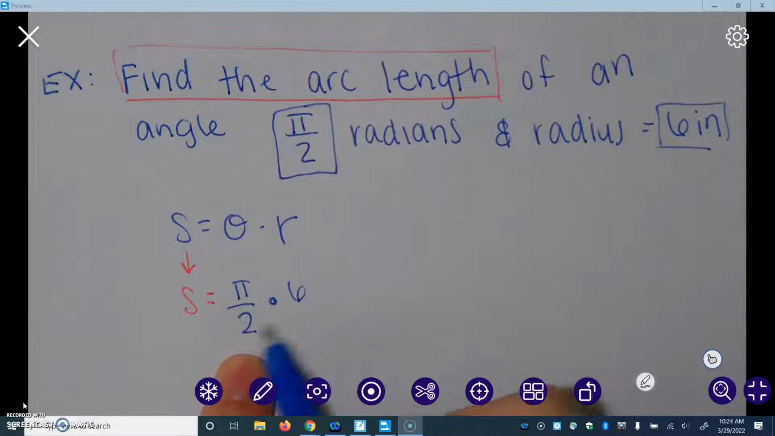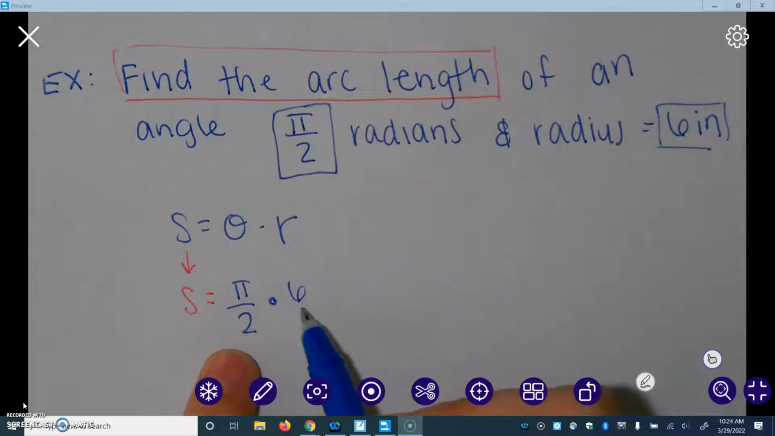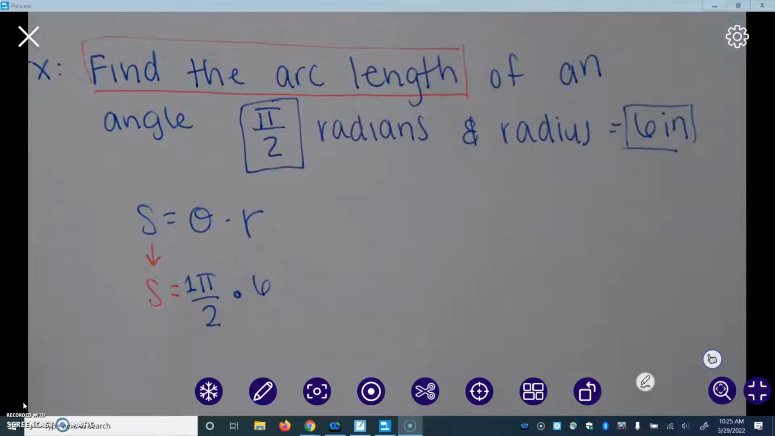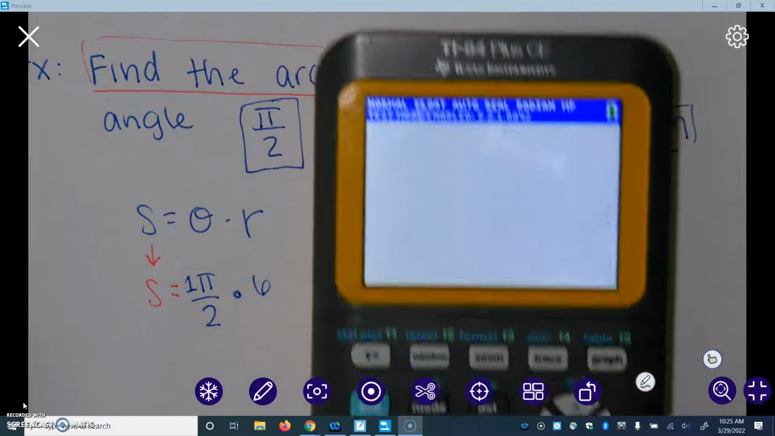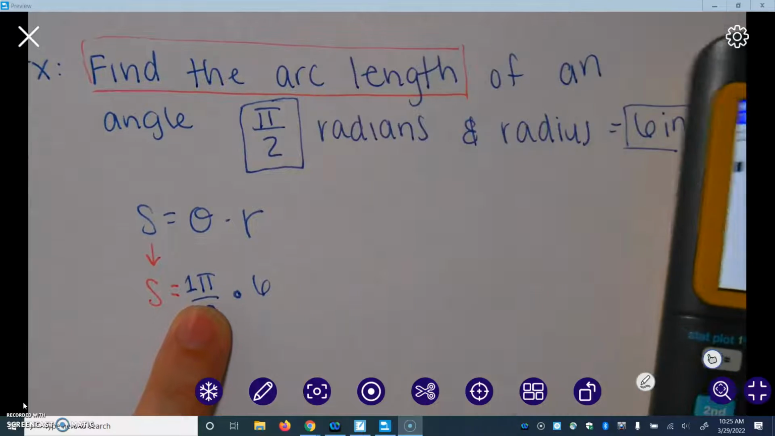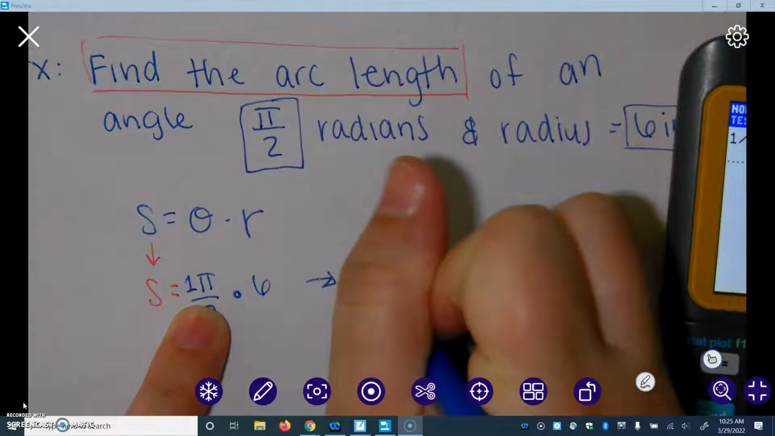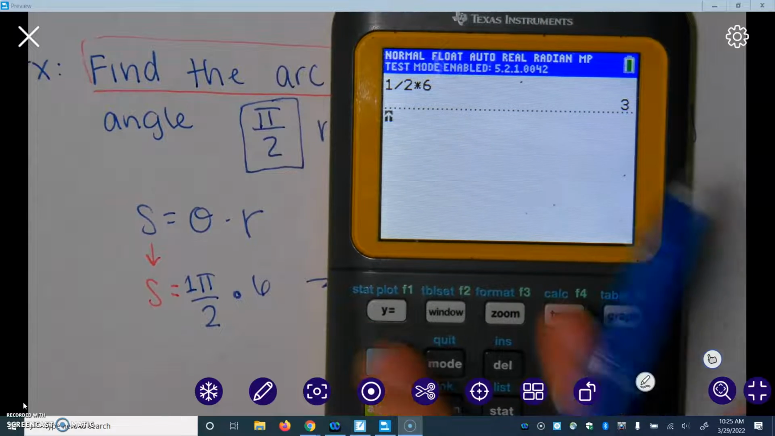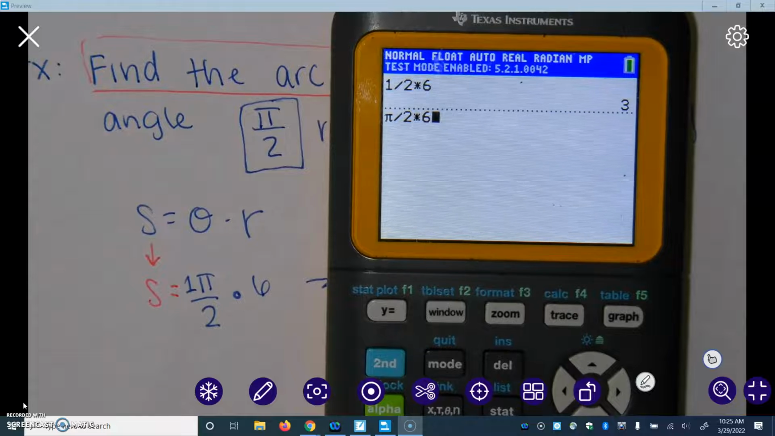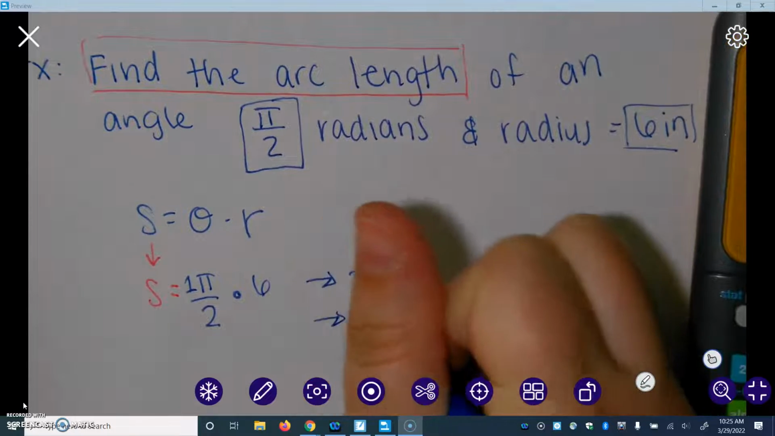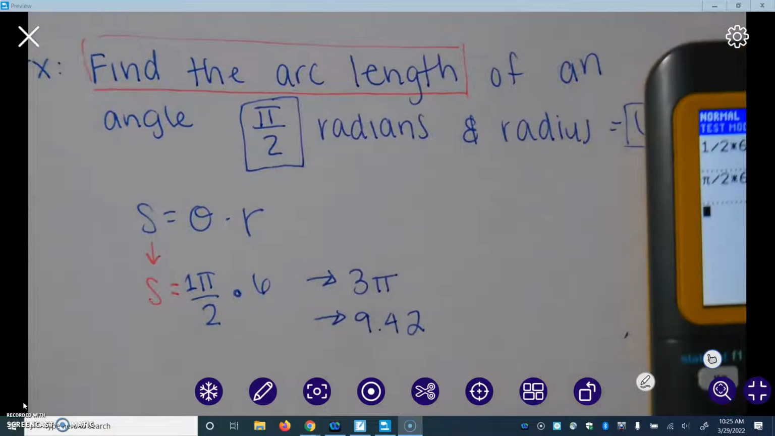So pi over 2 times 6. You can do that in the calculator, or you can simplify it and make this like 1/2 times 6 and then pi. So I'll show you both ways of typing it in the calculator. Either I'm just going to do 1/2 times 6, and I got 3. So that would become 3 pi, because when you don't type the pi symbol in the calculator, you put it attached to your answer. But if I do it as pi over 2 times 6, I just have to round it, 9.42. All right, either way is fine.